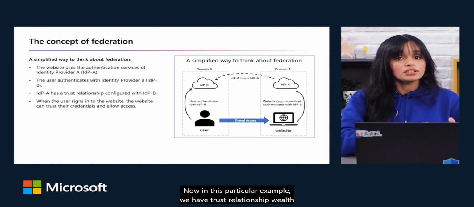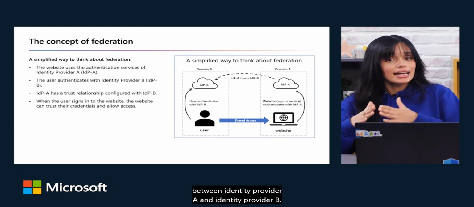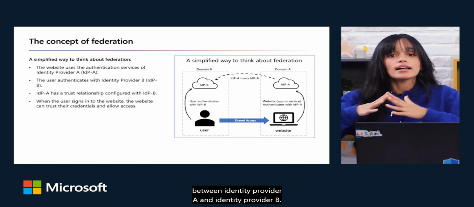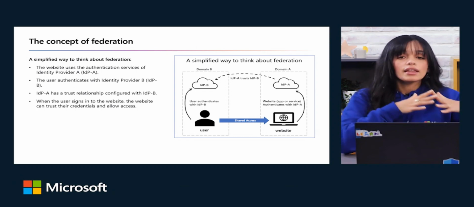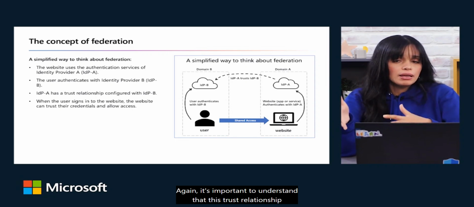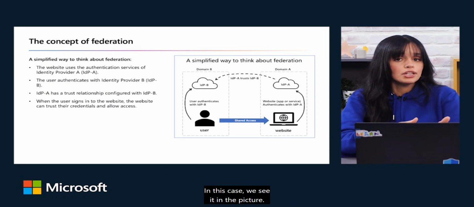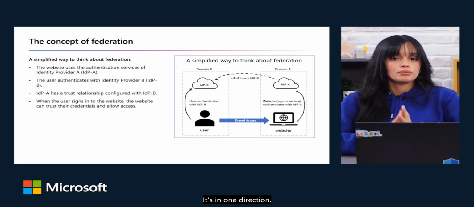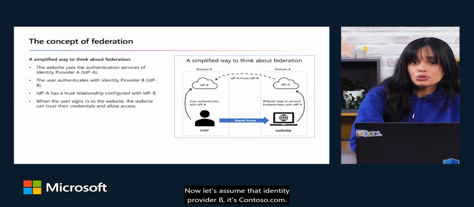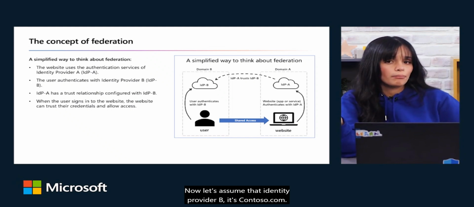Now, in this particular example, we have a trust relationship built between identity provider A and identity provider B. Again, it's important to understand that this trust relationship doesn't have to be bidirectional. In this case, we see in the picture that it's in one direction. Now let's assume that identity provider B is contoso.com.